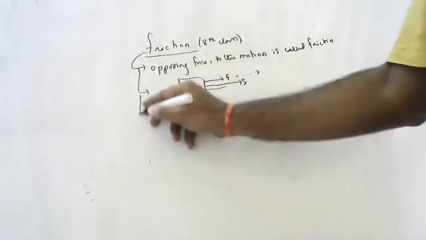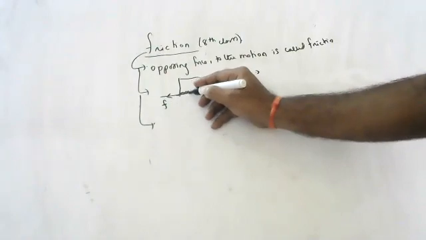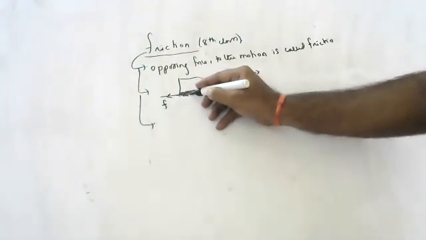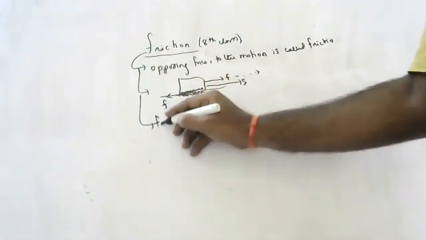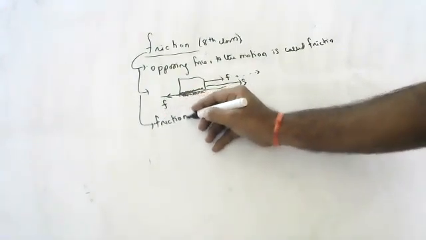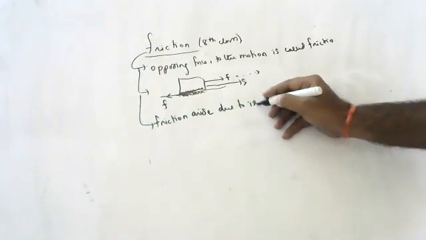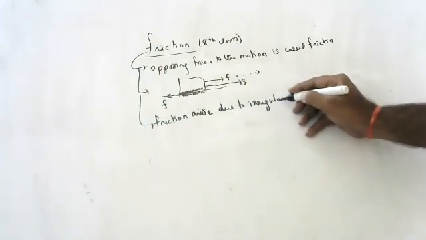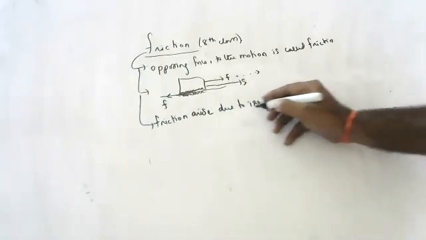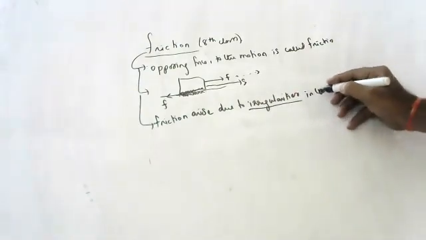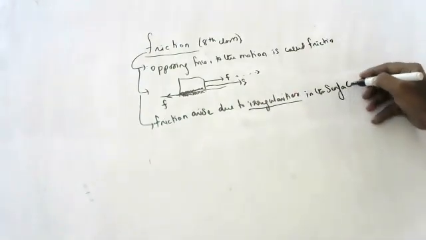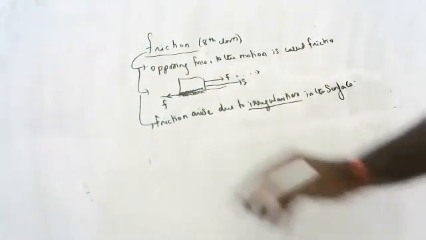Why does friction arise? Friction arises because of irregularities in the surface. Perfectly smooth bodies won't be there, children. Friction arises due to irregularities in the surfaces of the body.